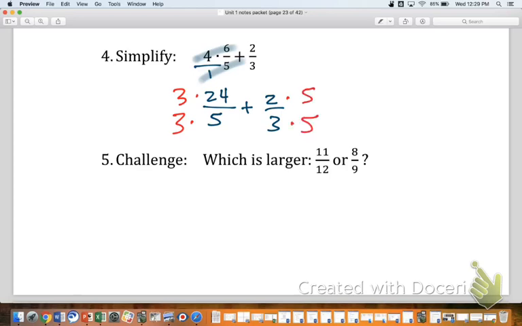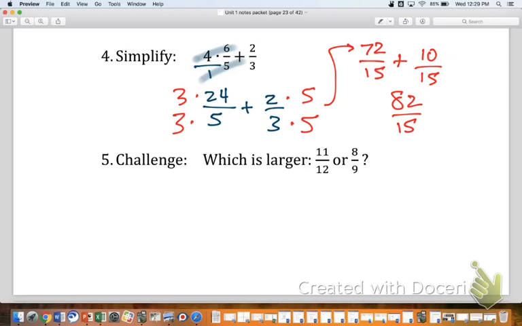Is it making sense to you guys? Okay. So then 3 times 24, sort of a bigger number. What's that equal to? 72. Yep. So 72 fifteenths plus 10 fifteenths is 82 fifteenths, as we leave the denominator alone and add the numerators. So does 82 fifteenths reduce? So only 3 and 5 go into 15. 3 does not go into 82. 5 does not go into 82. So I think it's good.